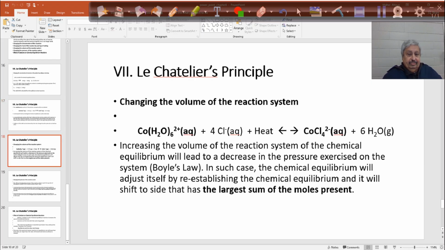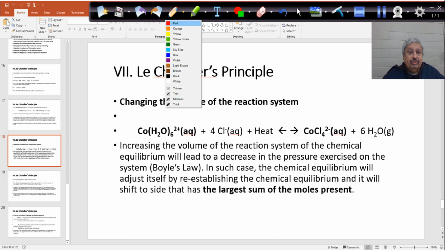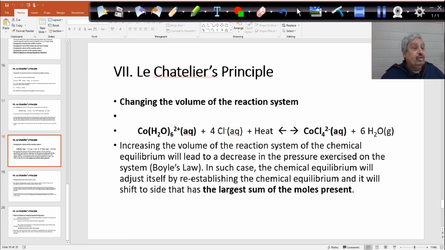Here is changing the volume. Now, you have to watch when you change the volume of a chemical reaction. We have Boyle's law. Whoever went to the Boyle's law extra credit gets the idea. What's Boyle's law? Does somebody still remember? The volume is inversely proportional to the pressure. The volume of any gas is inversely proportional to its what? Pressure. So if I increase the volume, the pressure will decrease.